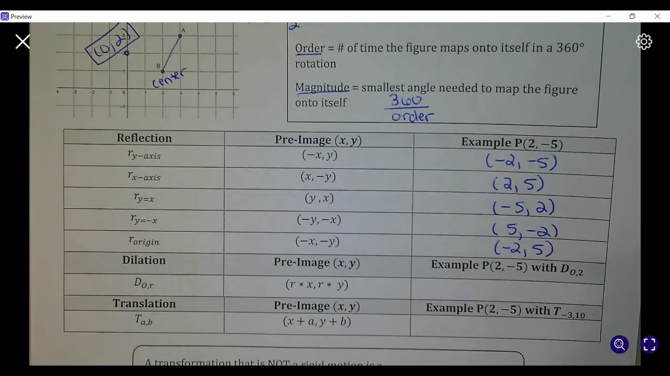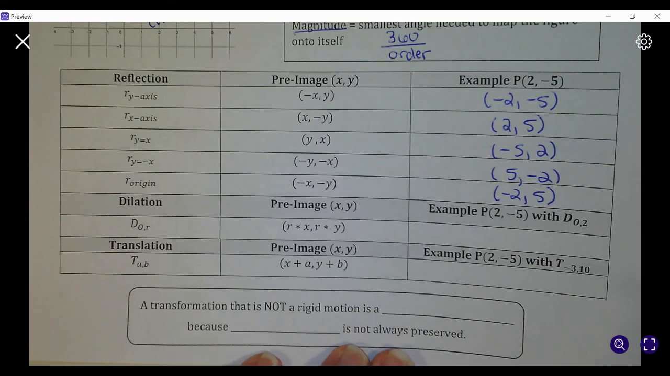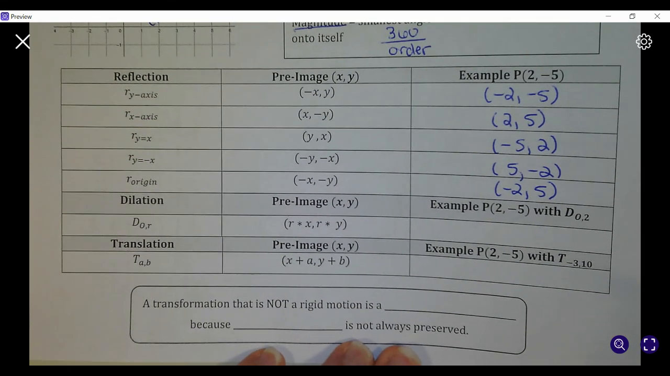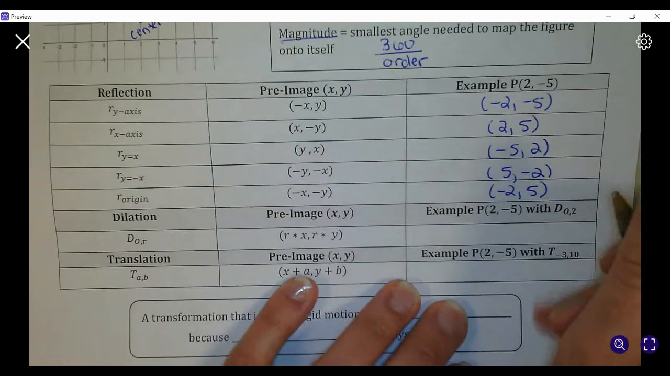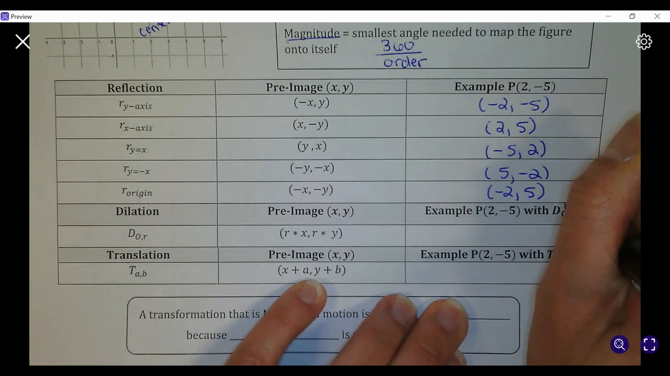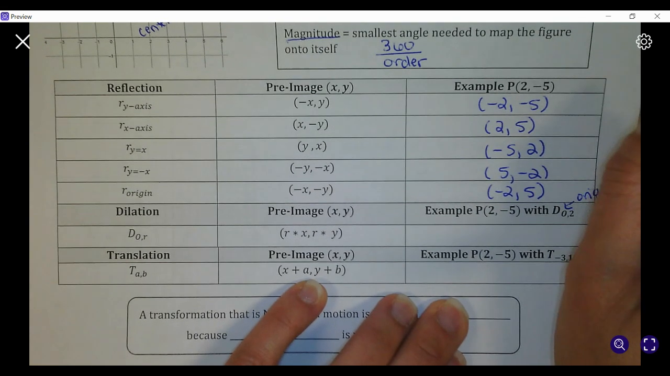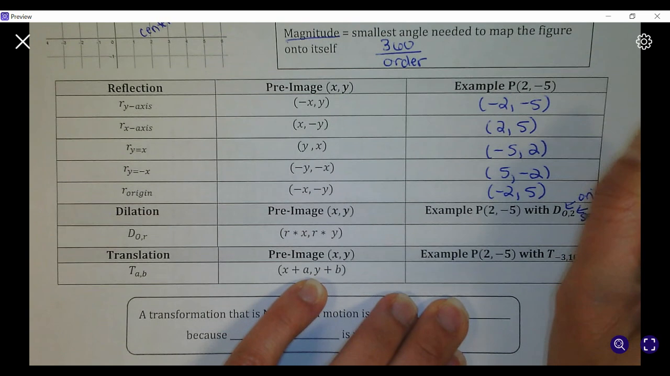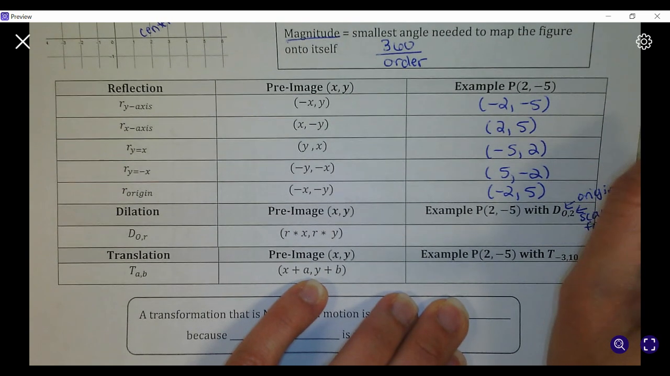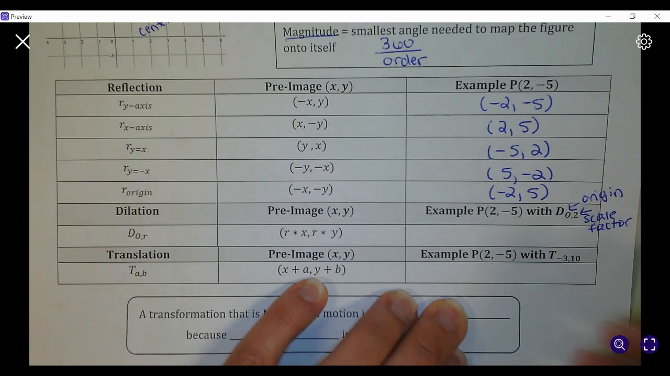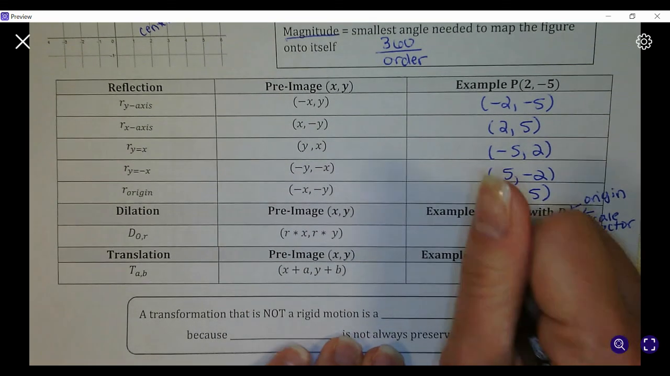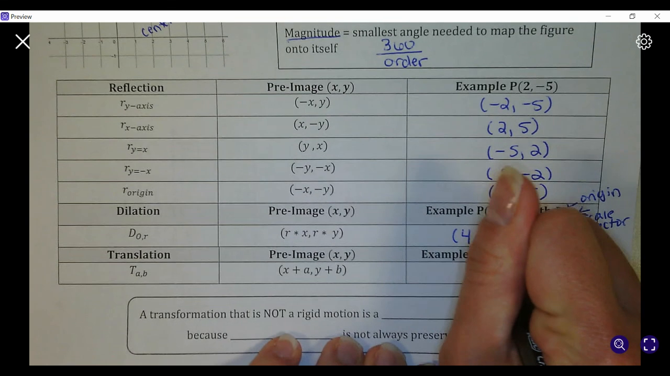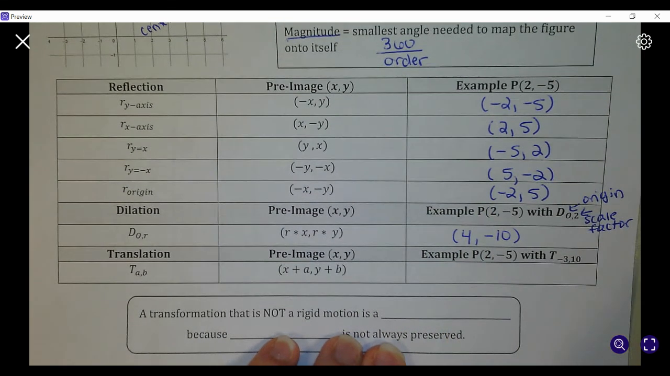When you dilate, remember, dilation is not a rigid motion because it does not preserve distance. Which means your image and your pre-image will not be congruent. For a dilation, you're going to multiply. In this notation, this means dilate around the origin or about the origin, and then 2 is your scale factor. So in this case, if you're dilating the coordinate (2, negative 5) with a scale factor of 2, you're going to multiply each part of the coordinate by 2, and you get (4, negative 10).